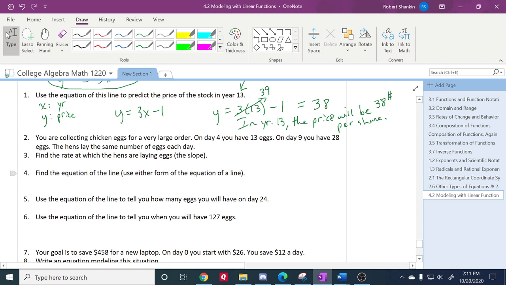And there's another situation. You are collecting chicken eggs for a very large order. On day 4, you have 13 eggs. On day 9, you have 28 eggs. The hen lays the same number of eggs every day. All right, that the hen lays the same number of eggs every day is important. That makes it a straight line. Okay, so it says on number 3, find the rate at which hens are laying eggs. That's the same as the slope.